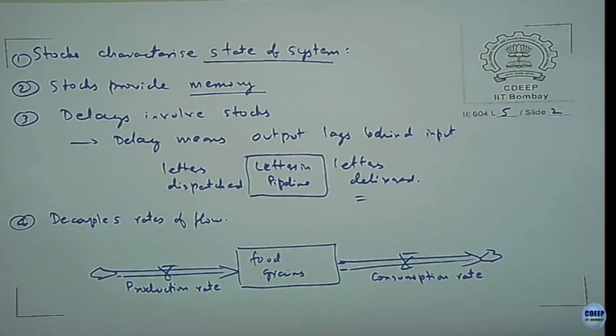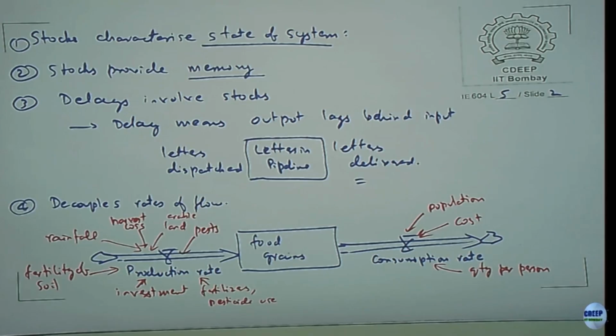But this is not a delay. It is not that whatever I produce, after some time I consume, though it might happen. Production and consumption are controlled by completely different things. So what do you think affects the production of food grains? As you can see, completely different things can govern your flows and rates. But the end result is what you are interested in: how much food grains we have.